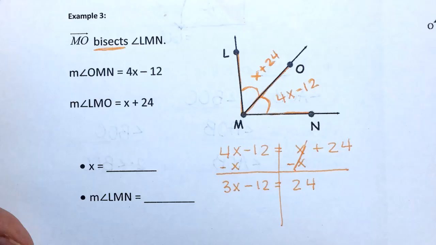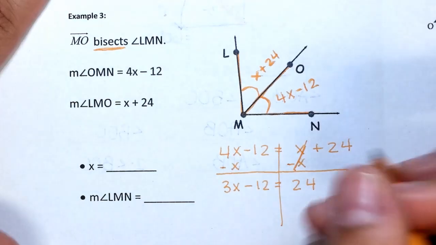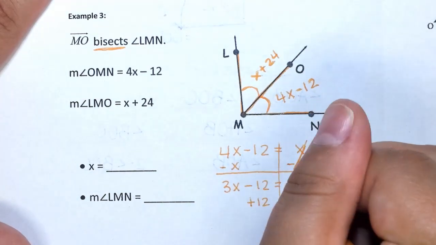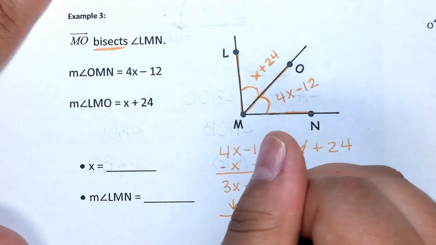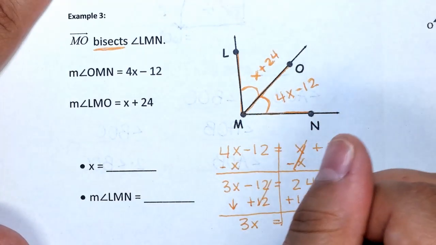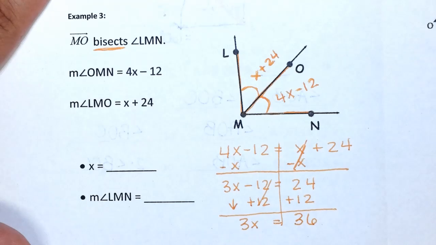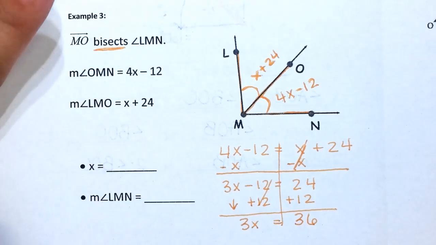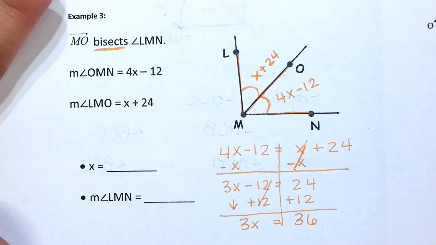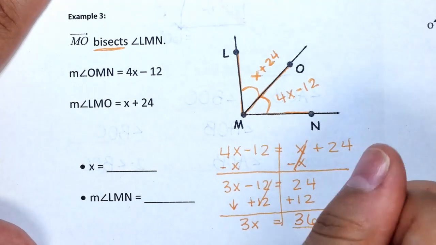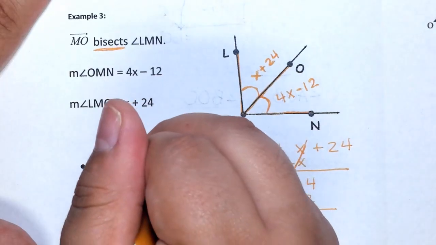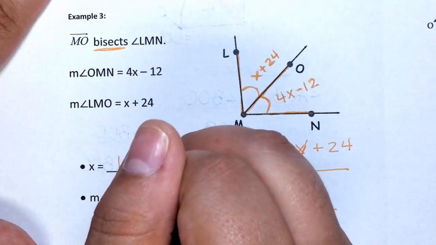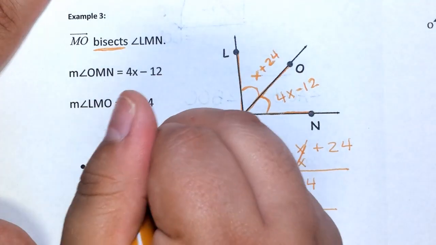And then what? I'm going to add 12. And 24 plus 12 is? Yeah. I think they're inches. And then what? What's 36 divided by 3? 12.